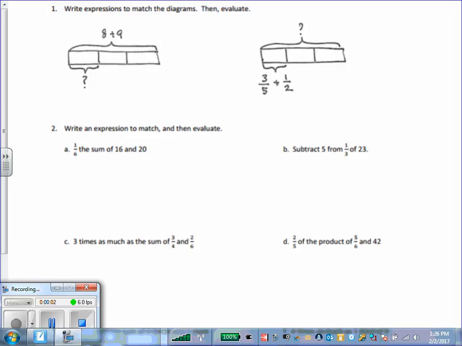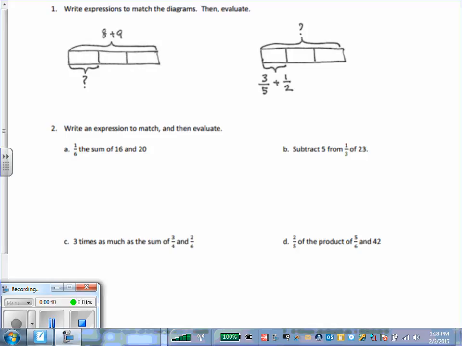First part, we need to write an expression or a number sentence that will go with this tape diagram. So, what number sentence could you write that would go along with this, with a total of 8 plus 9 and a question mark here on this fractional part? What do you think could go here?